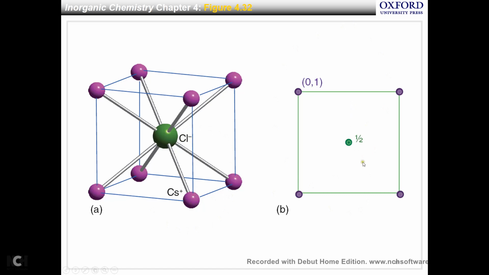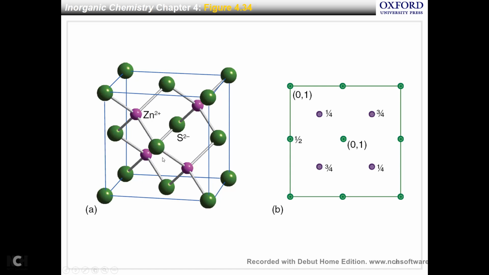Now this is a two-dimensional projection. Again, if you look at this, it's labeled by 0 and 1. That means you have 2 atoms in 2 different layers with 2 different heights, 0C and 1C. So this green has a height of half C, so this one is just half C from the bottom.